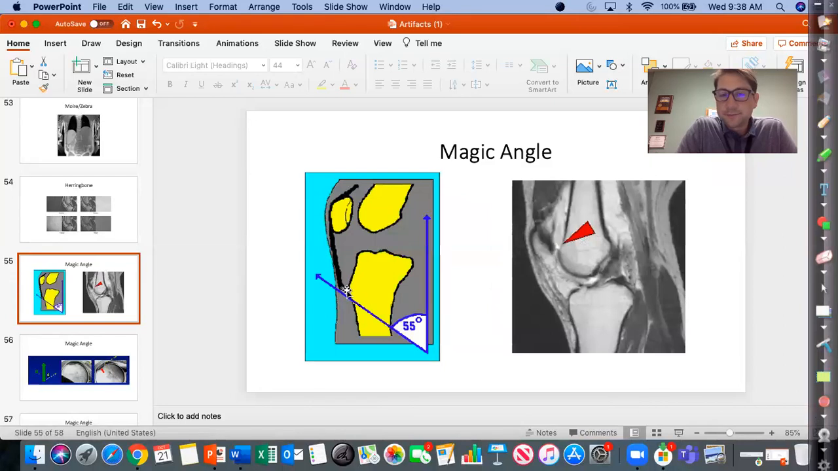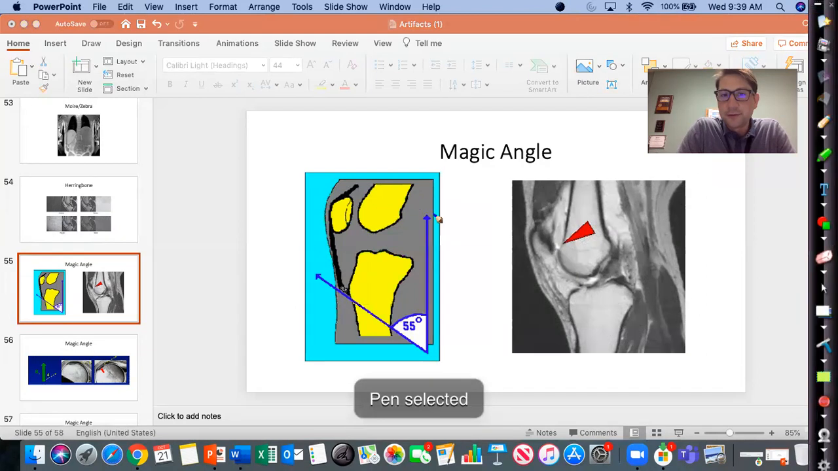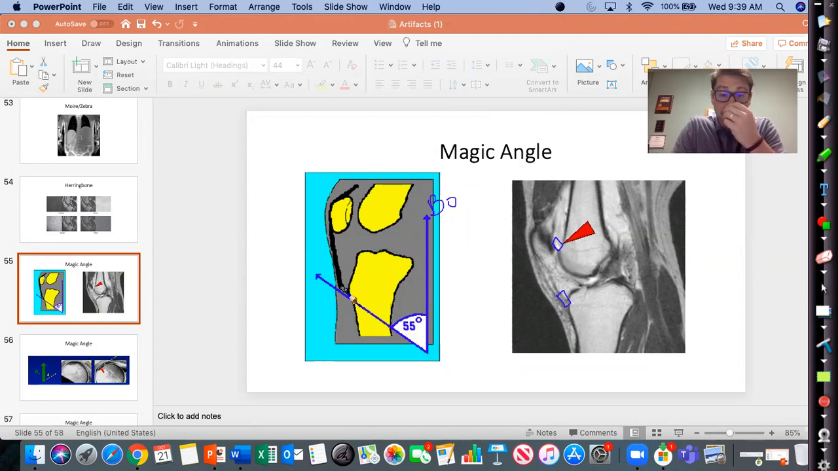Magic angle. You can see the patella tendon happened to sit at 55 degrees from B sub 0. We know B sub 0 always runs head to foot. This is B sub 0. So that particular tissue, which is cartilaginous, was at 55 degrees, and it caused an artifact to appear in this area. On this one, it happened to be right here instead of at the bottom of the patella tendon or at the attachment place. But B sub 0 runs head to foot.